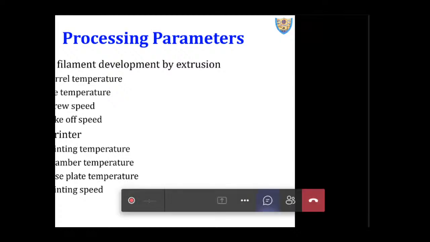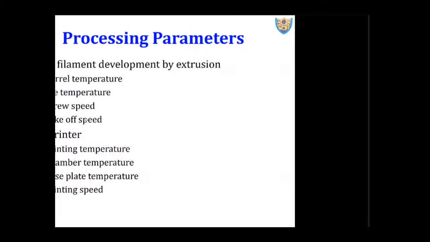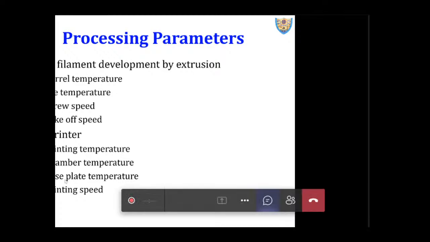Then we have a chamber temperature. The chamber is a completely enclosed chamber. We use this chamber temperature when we try different materials, semi-crystalline polymers. Then we have a base plate temperature. This is the base plate, which I was talking about in the previous slide. Yes, here. So this is the base plate, a gray-colored platform. On this, we are going to print the first layer.